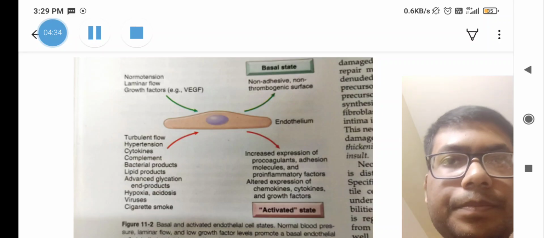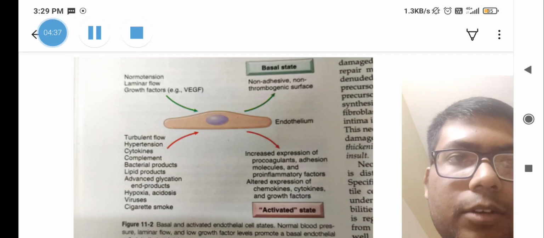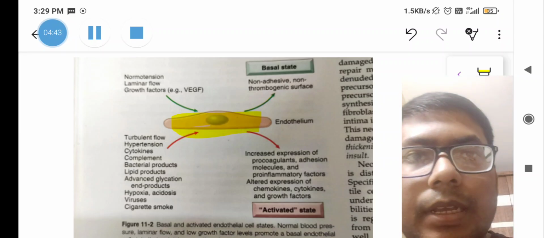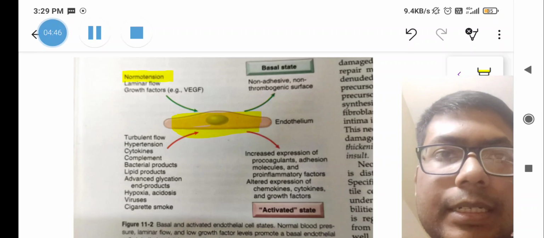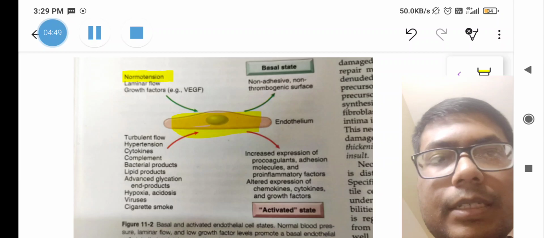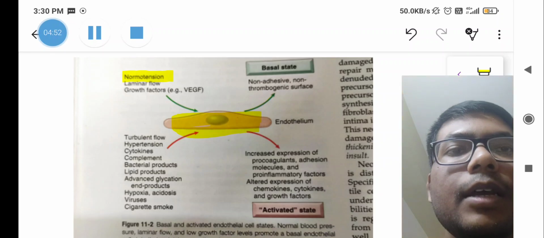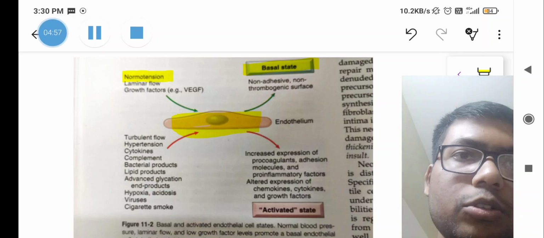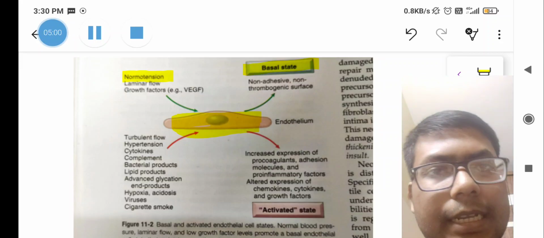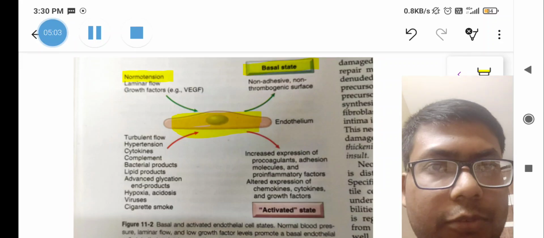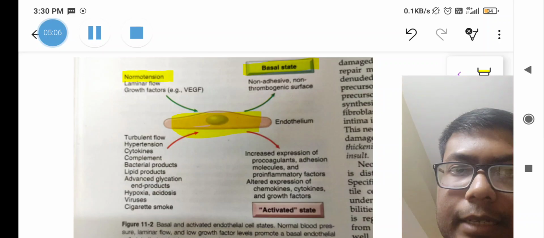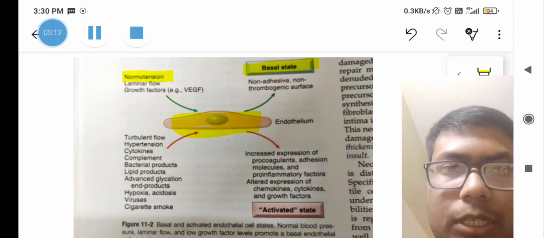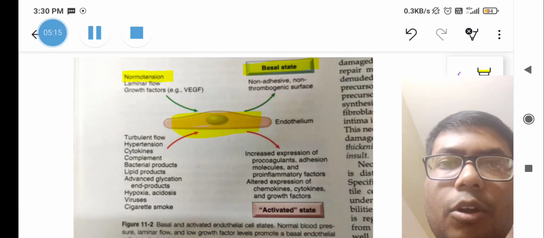Now if we see the endothelium, this is our endothelium, and if it is in normal condition, in normal tension, there is laminar flow of the blood, and growth factors like vascular endothelial growth factors are released. In the basal state, it is a non-adhesive, non-thrombogenic surface. And in case there is turbulent flow, hypertension, cytokines, complement, bacterial products, lipid products, advanced glycation end products, hypoxia, acidosis, viruses, or cigarette smoking.